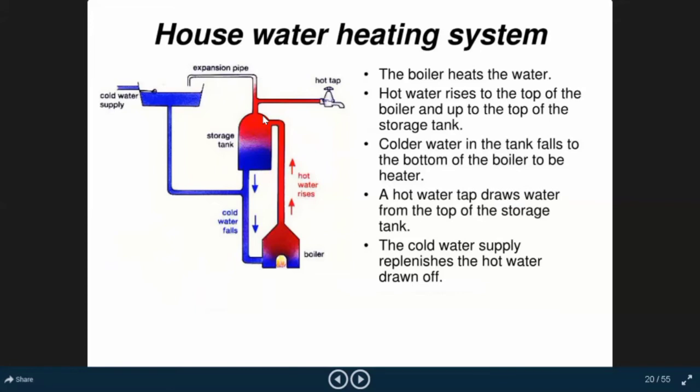When this water is getting heated, its volume is increasing, so the water is increasing in amount. From here, this cold water is moving on to this tank that stores extra water, and this expansion pipe, this extra pipe, is going to collect any water. If this hot water is rising, it's expanding, the volume is increasing, so if it increases too much in amount, this expansion pipe is going to take it to this storage tank.